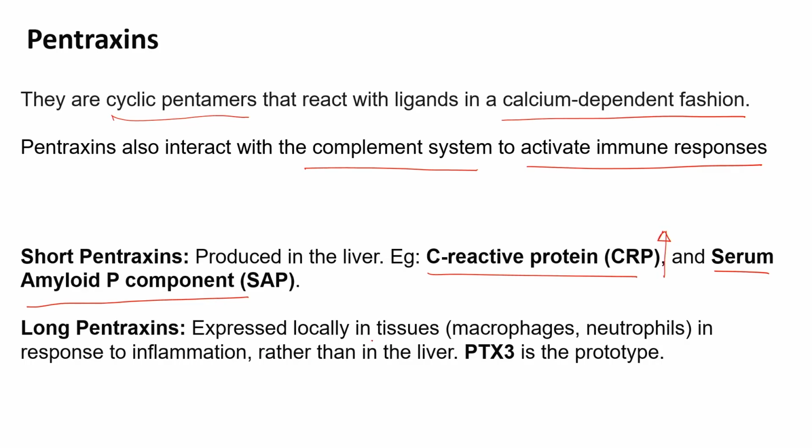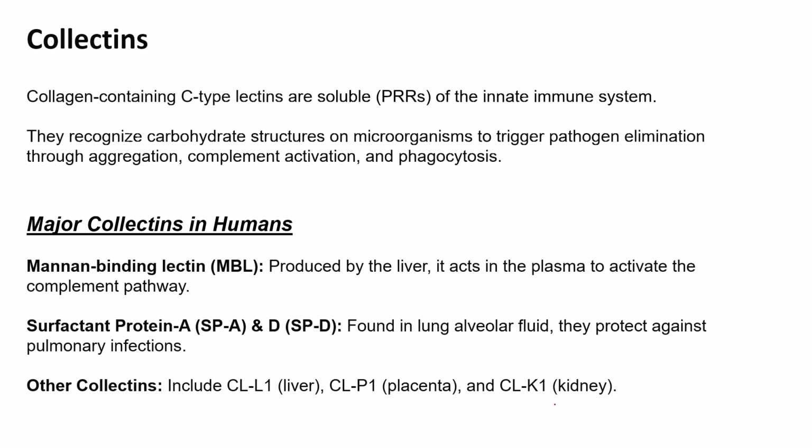These are expressed locally by tissue systems, either macrophages or neutrophils, and the most common example is pentraxin 3, a prototype of the long pentraxins. These are also involved in inflammation, and are also critically expressed in multiple conditions. So these are a few examples, like C-reactive protein, serum amyloid P component, and pentraxin 3, which are soluble mediators and sensors.